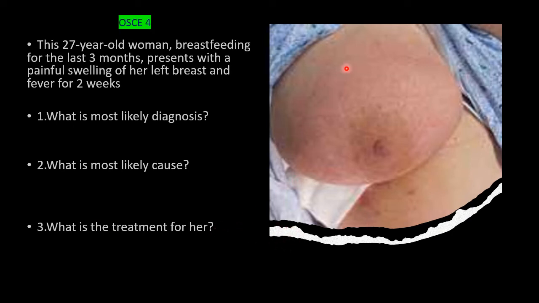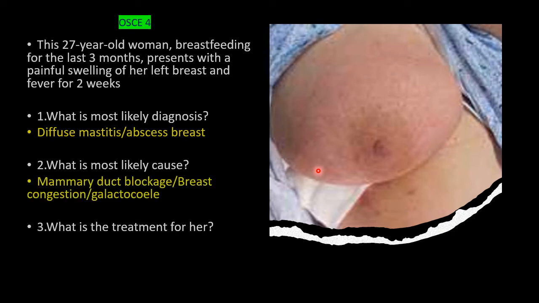Okay, you can see the breast is enlarged and diffuse with extensive redness and inflammation. And maybe there is a localized swelling here suggestive of an abscess formation. The most likely diagnosis is galactocele leading to mastitis and possibly an abscess of the breast.